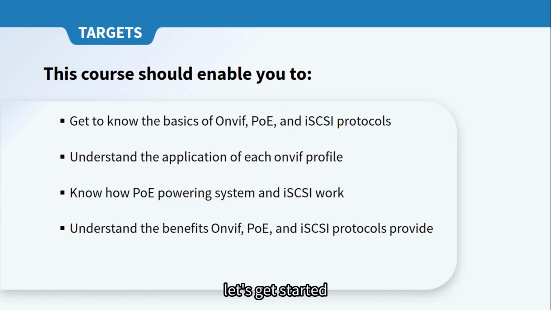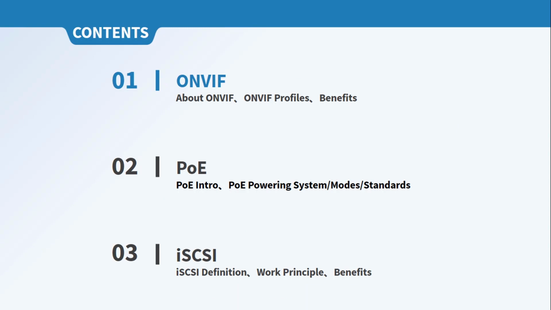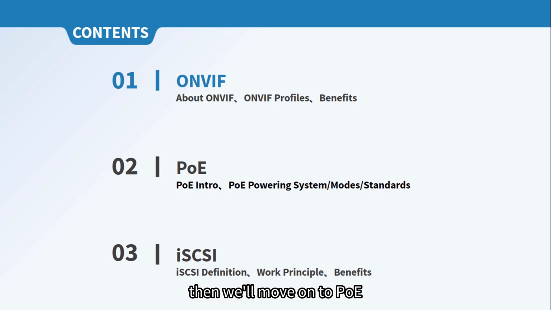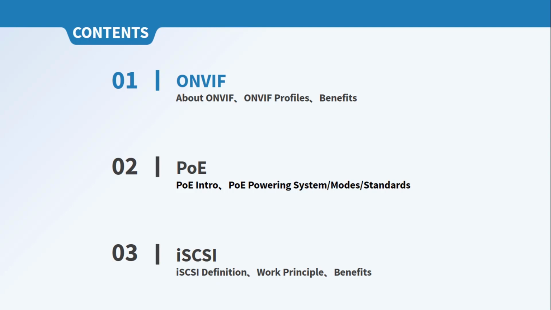Let's get started. In the first part, we will introduce the basic concept of ONVIF and talk about all the ONVIF profiles as well as the benefits that ONVIF provides to different target groups. Then we'll move on to PoE. The basics of PoE and its powering system, powering modes, and powering standards will be explained. In the last part, we'll have a look at iSCSI. We'll explain its definition, work principle, and the benefits that it supports. Now let's start with ONVIF first.